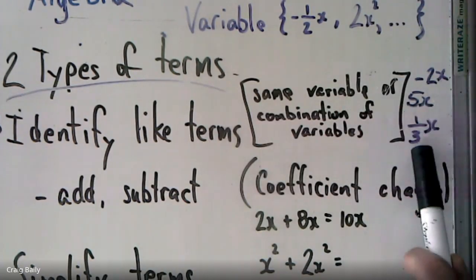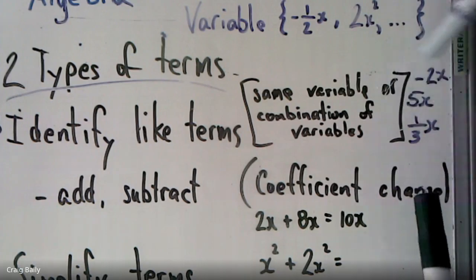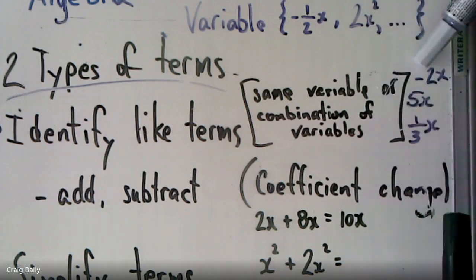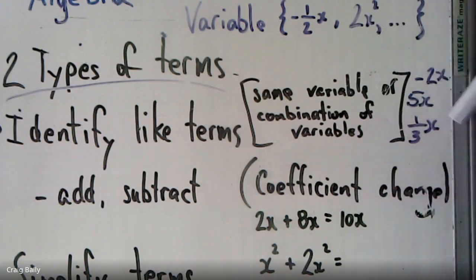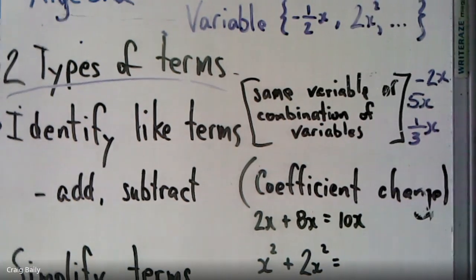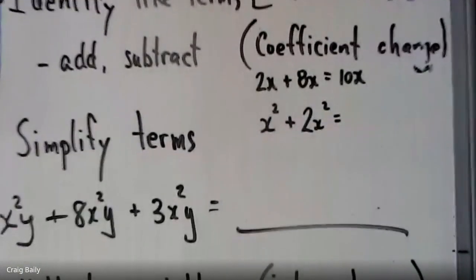-2x, 5x, 1/3 x. Those are all like terms. Doesn't matter if some are negative, or positive, or a fraction. As long as the terms have the exact same letter or combination of letters, that makes them like terms, and you can add or subtract those terms.